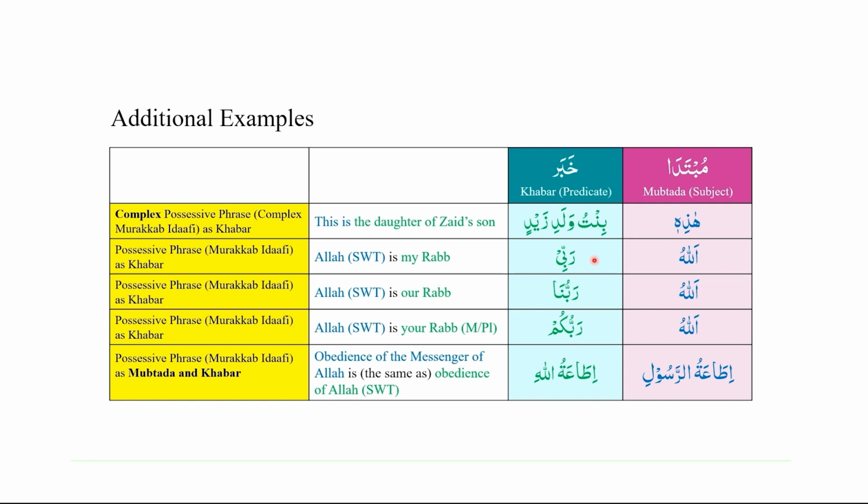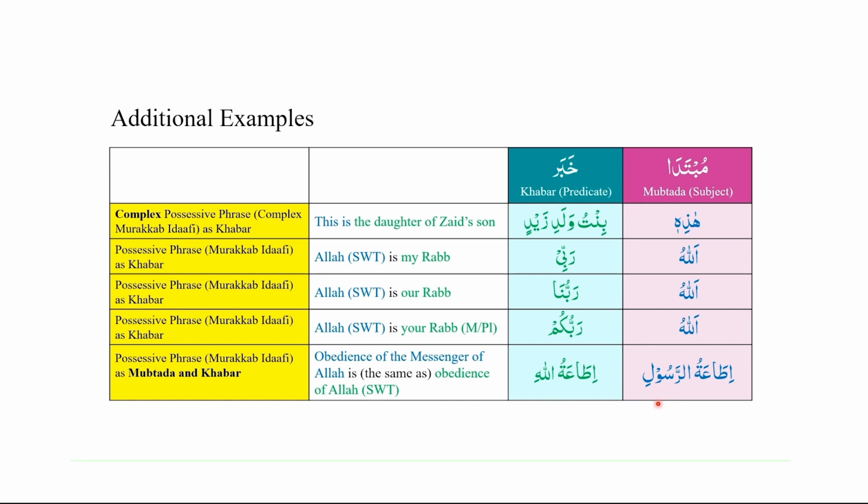Allahu Rabbi. Allah subhanahu wa ta'ala is my Rabb. In this example, murakkab izafi Rabbi is being used as khabar in Jumla Ismiyah. Allahu Rabbuna. Allah subhanahu wa ta'ala is our Rabb. Allahu Rabbukum. Allah subhanahu wa ta'ala is your Rabb. And this is referring to masculine and plural. Rabbukum can be translated to your Rabb.